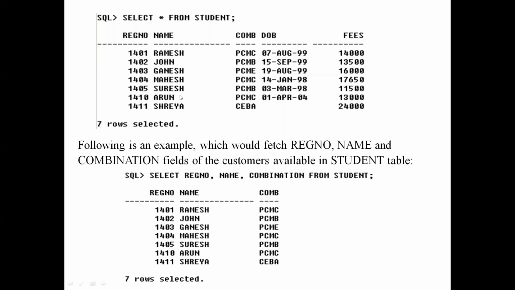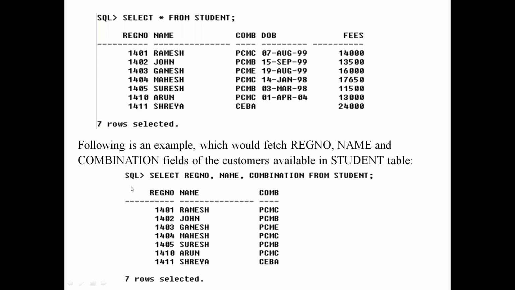This is one example. It means we want to fetch or retrieve all the columns, all the fields data from a student table. This is one way. Suppose you want to fetch only particular fields, then how to use that select? That is shown in the second example.